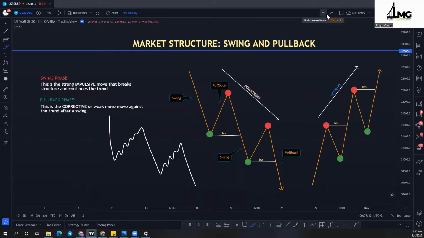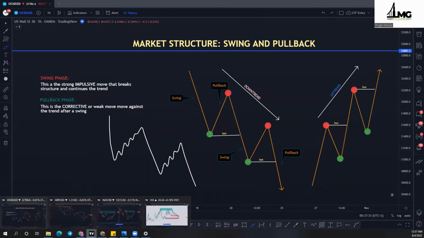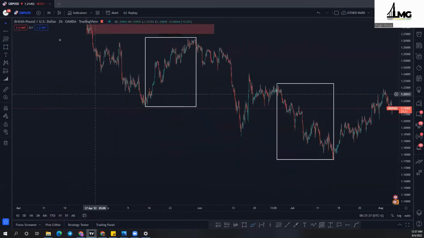Hence, going forward, I'm going to show you guys how to enter a trade using this swing and pullback concept, right? So I'm going to jump to the charts and show you a practical sense of how you can identify these swings and pullbacks, right? So when we go to this GBP USD chart, right?